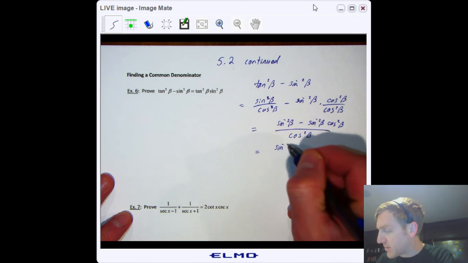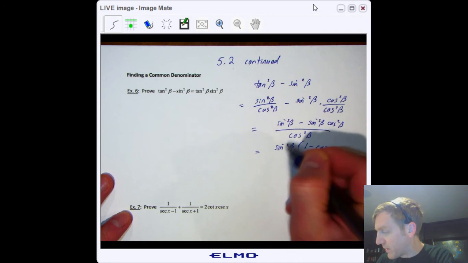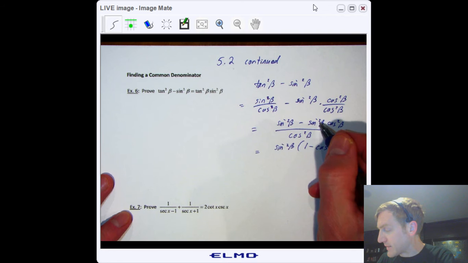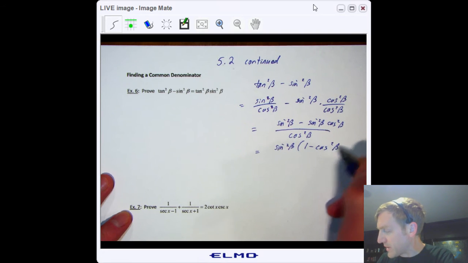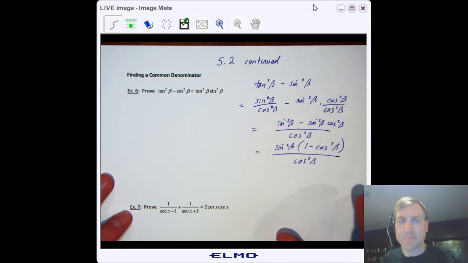You can write this as sine squared beta times the quantity 1, because sine squared divided by sine squared is 1, right? And then taking sine squared out of this term, I'm left with cosine squared beta. So sine squared beta times the quantity 1 minus cosine squared beta, all over cosine squared beta.